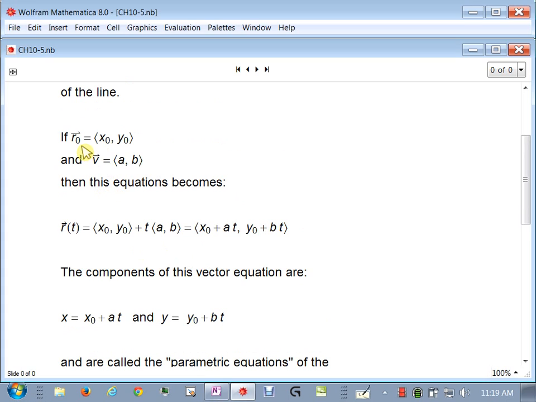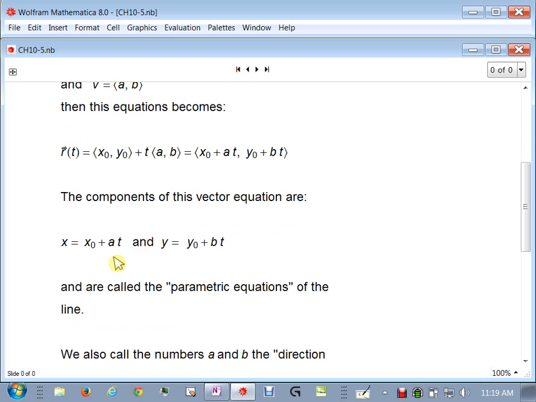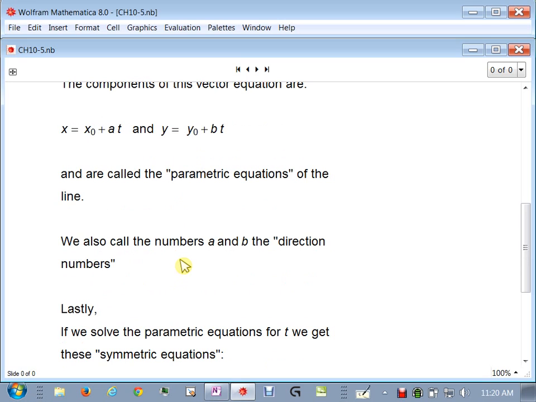We said r naught was our initial vector, right? x naught, y naught, which was given to us by a point. The vector v was our direction vector, which we would have to calculate. But if we just replace the r naught right here and the v here, and then distribute and collect, we get this. Just using basic vector addition. When you do that, those two components are called your parametric equations. And the numbers a and b are called the direction numbers of the line, because they give you the direction, right?